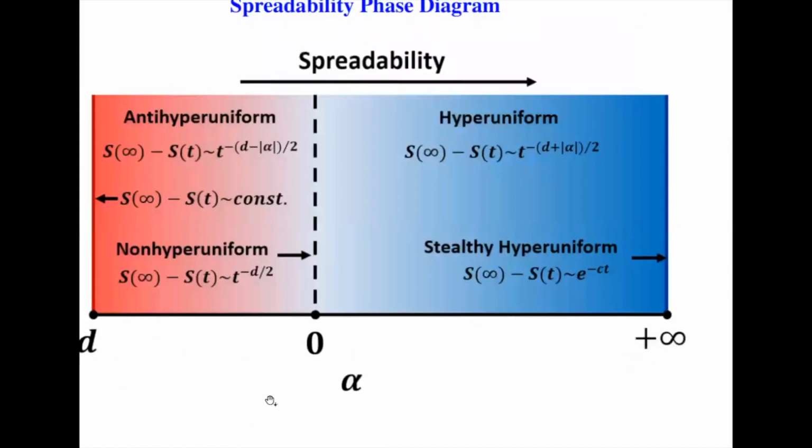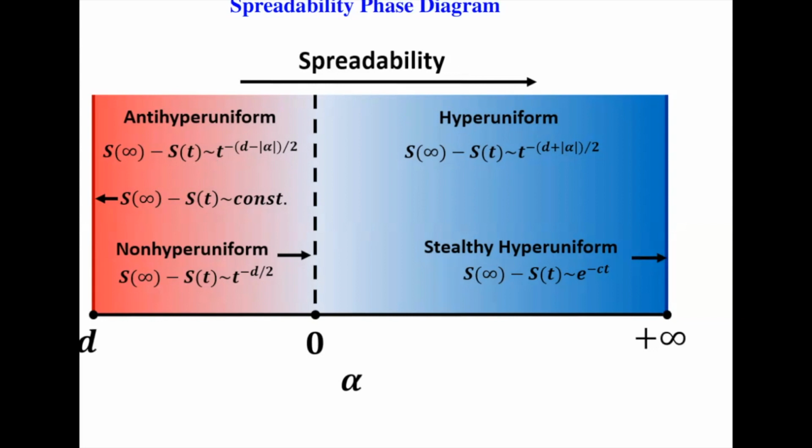Okay, so in the case of the spreadability, then you have a phase diagram, right? And I'm going to show you. So alpha takes on values between minus d, so the minus is cut off there, minus d to plus infinity. If alpha is to the left, you're in the non-hyperuniform regime. And in particular, if it's typical non-hyperuniform, then it goes like t to the minus d over 2. But if it's stronger and it's anti-hyperuniform, then it goes like this, okay?